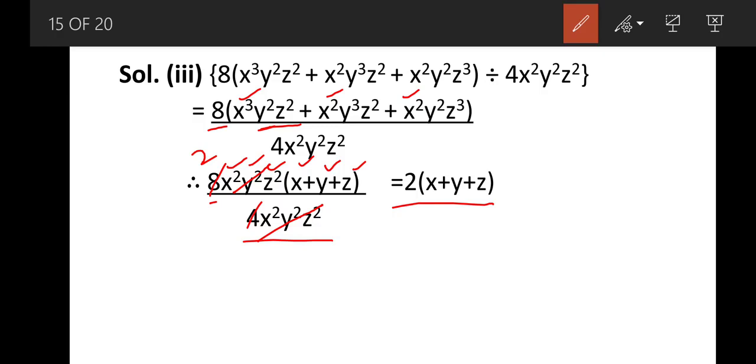So x plus y plus z, how does it come inside the bracket? In the first term, x cube was present, so one power of x was left. So it will be written inside the bracket, that is x. Y square z square is already taken out, so we have not written yz along the first term. Likewise, you will be getting x plus y plus z inside the bracket, and your answer will be 2 bracket x plus y plus z.